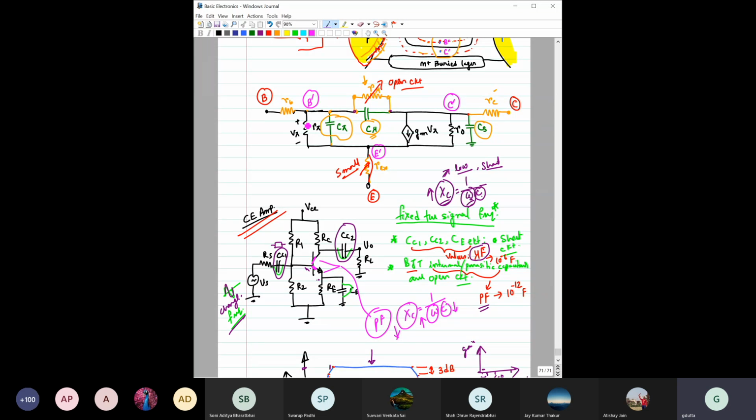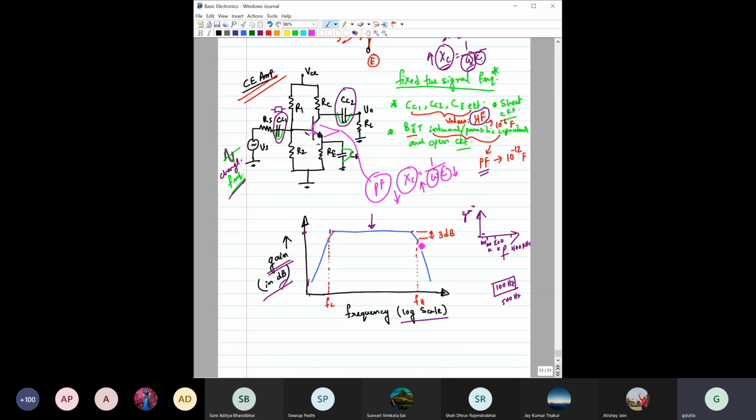We are not going to discuss it in much more detail; in your book the entire derivation is given, the expression of output voltage versus input voltage considering all the capacitances. If you are interested, please look into that. And if you calculate, you will see the gain actually falls for very high frequency.